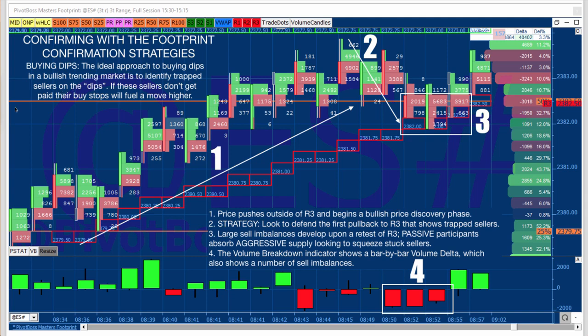So price pushes outside of R3, and this is R3 right here. You see that red box right there? That is R3, the third standard deviation above VWAP. That's what I call the R3 pivot boss band. And anytime price trades outside of R3, rotations into it are defended by participants looking to extend the range. And so we were looking for pullbacks into that zone.